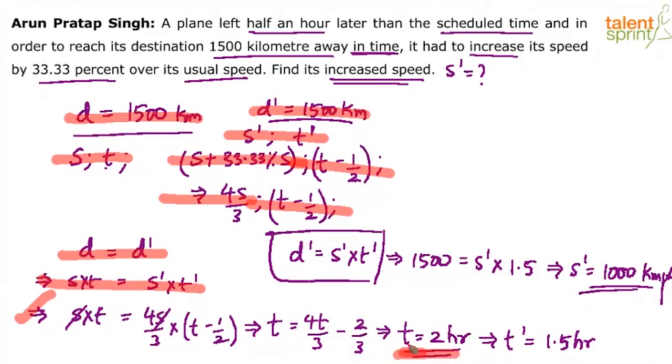If t equals to 2 hours, you know that s will be 750. The new speed will be 750 plus 750 by 3. 750 by 3 is 250. So 750 plus 250, 1000 will be your answer. You don't even have to do this. You can even cut this step down.